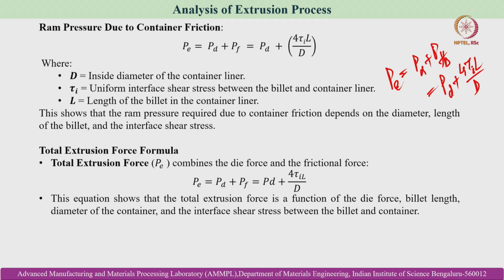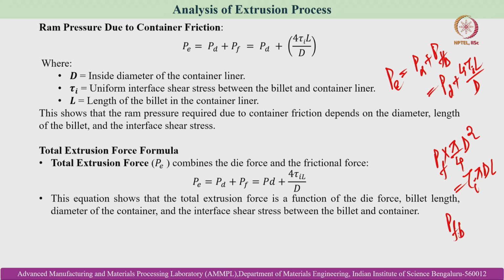If we have to calculate the friction force, we have to multiply the pressure generated due to friction between the container liner and the billet with the cross sectional area, pi by 4 d square. This is equal to the shear stress times the surface area, that is 2 pi r L, that means pi d into L. So, how can we calculate the expression for P f or P f b?